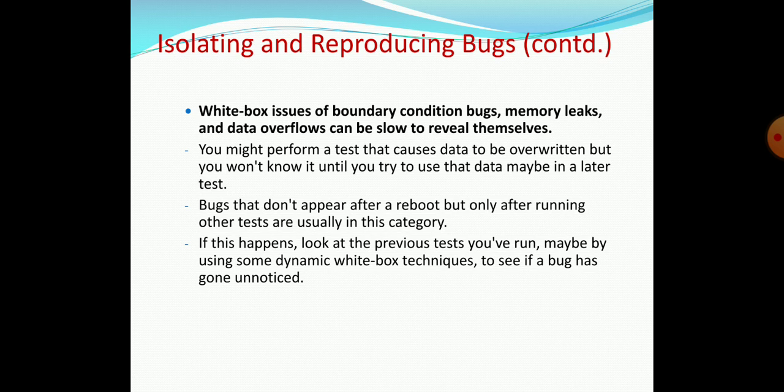Then come white box issues: boundary condition bugs, memory leaks, and data overflows can be slow to reveal themselves. You might perform a test that caused data to be overwritten, but you will not know it until you try to use that data, maybe in a later test. Bugs that don't appear after a reboot but only after running other tests are usually in this category. If this happens, look at the previous tests you have run, and maybe use some dynamic white box testing techniques to see if the bug has gone unnoticed.